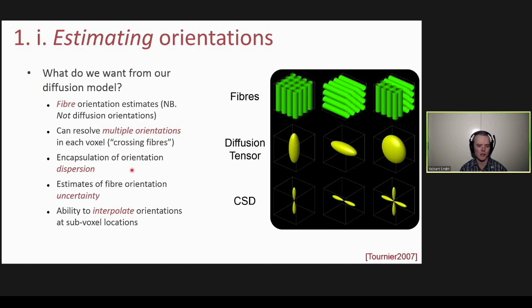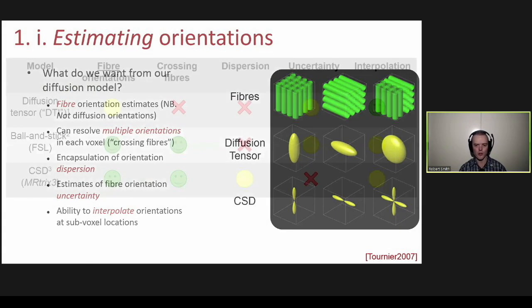Ideally, you would want to have some measure of the underlying dispersion of those fiber orientations. There are some models that can do this, but not many. There's a whole issue of the amount of uncertainty within your data. There's also an issue of how you determine the orientation in which to propagate your streamline if the streamline position is not right at the middle of a voxel, but in between two voxels.